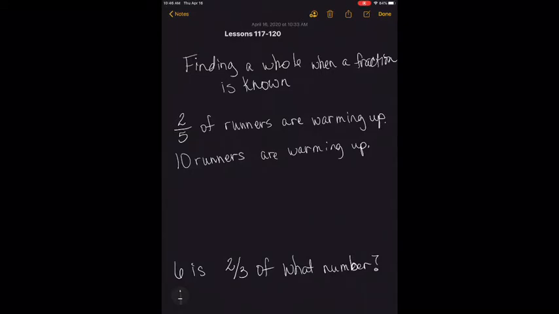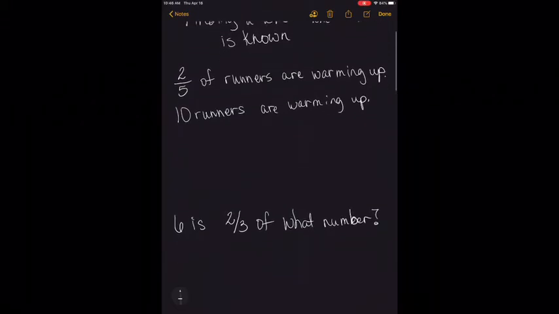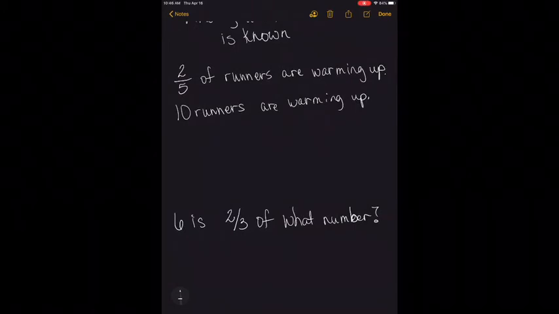So let's look at our first problem. It says 2/5 of the runners in a race are warming up. If 10 runners are warming up, how many runners are in the race? So I just wrote down some of the information here. We know 2/5 of runners are warming up, and we know that 2/5 of all the runners that are warming up is 10 runners. Okay, so now what we have to do is take this information and change it from words to numbers and symbols.